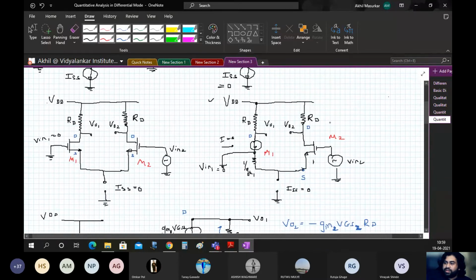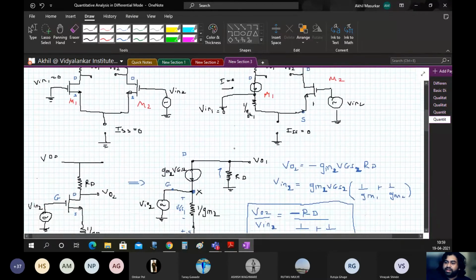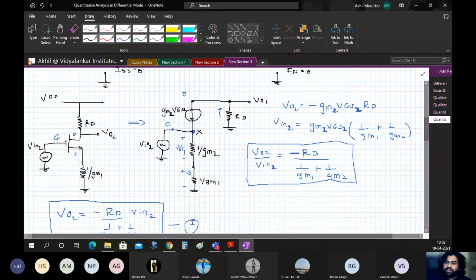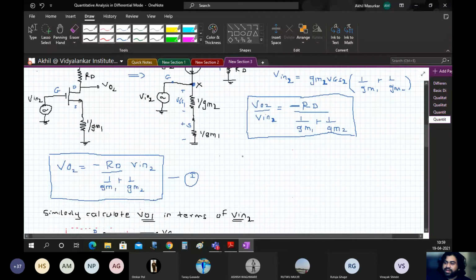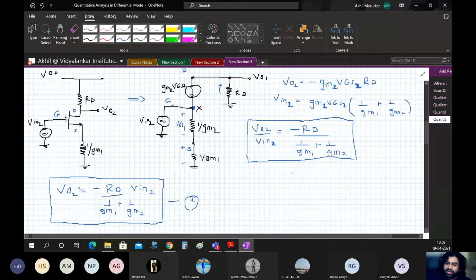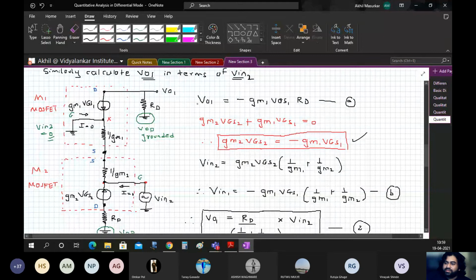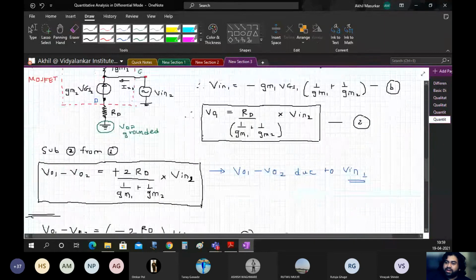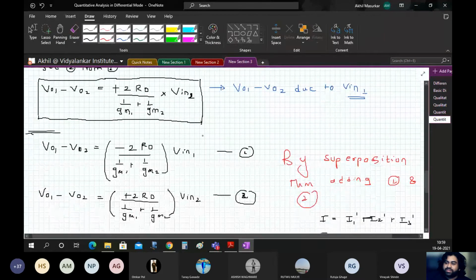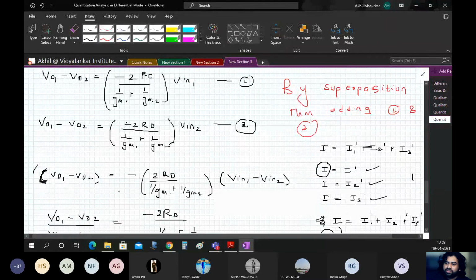So this is the circuit. Then we do an AC analysis on M2 side. Then we do an AC analysis on M1 side. When you do it on M2 side, you get V02. When you do it on M1 side, you get V01. And then you take V01 minus V02. And by superposition, you do this.